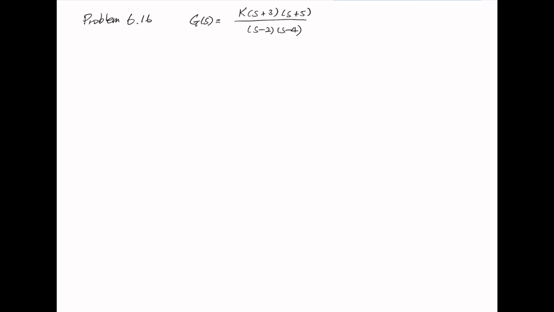Let's work on problem 6.16. For the unity feedback system, G(s) is given as follows. Determine the range of K for stability. So this is G(s), the transfer function.